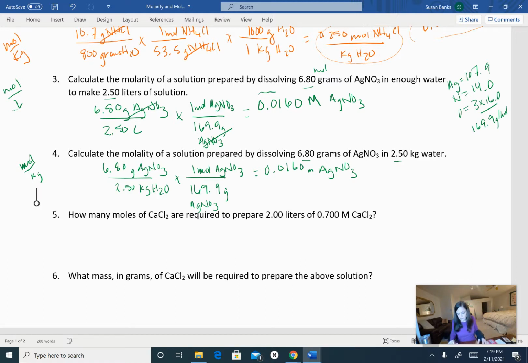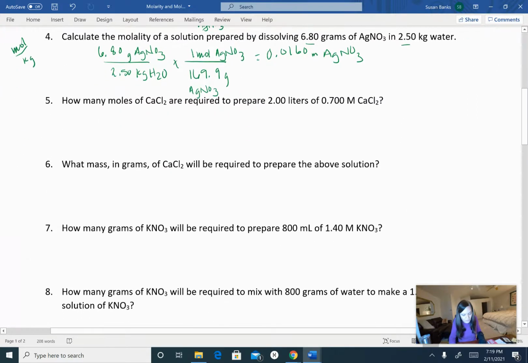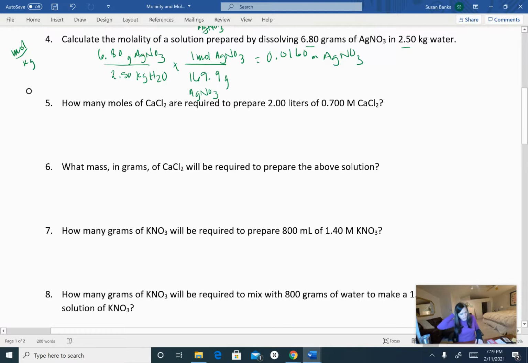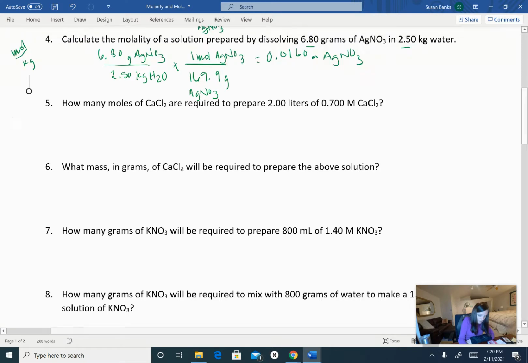All right. Number 5. Let's look at how we do this. How many moles of calcium chloride are required to prepare 2 liters of a 0.7 molar? So molar, let's switch colors here. Molar, we are still doing moles per liter, okay? But this time, we're not going to try and set up moles per liter. We're going to use that moles per liter as a way to cancel out some units.